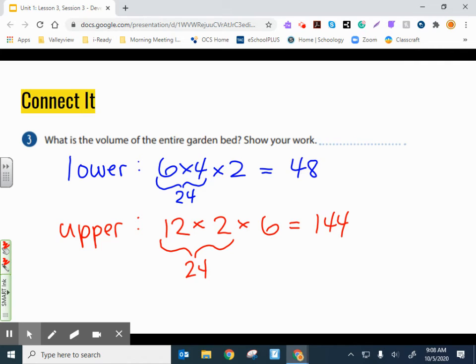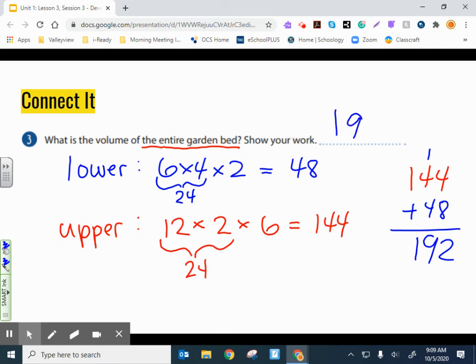But they want to know the volume of the entire garden bed. So these two answers separately aren't what they want. They're going to want to add 144 plus the 48, and you want a total volume. 8 plus 4 is 12. 4 plus 4 is 8, plus the 1 is 9. 192. We notice that that is in cubic feet. So we'll go with that, 192 cubic feet.